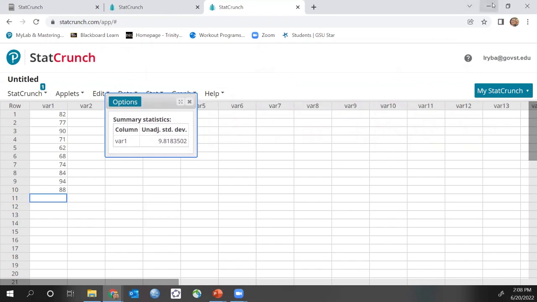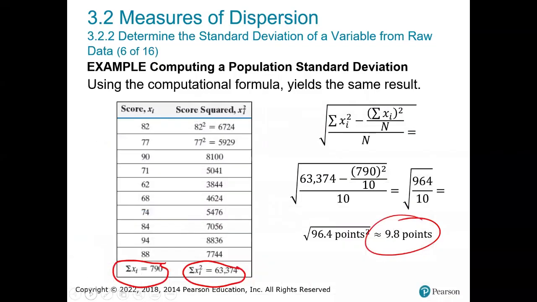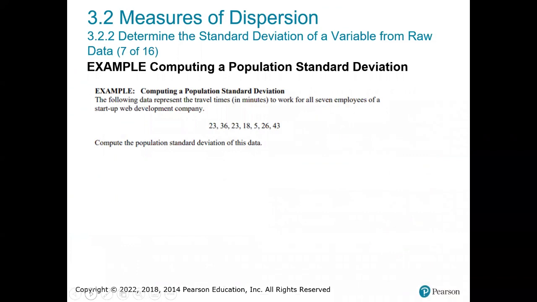We're going to do another quick example here. The following data represents the travel times in minutes to work for all 7 employees of a startup web development company. So it says all 7 employees. This is everybody. So compute the population standard deviation. Okay. So I will open my StatCrunch again.